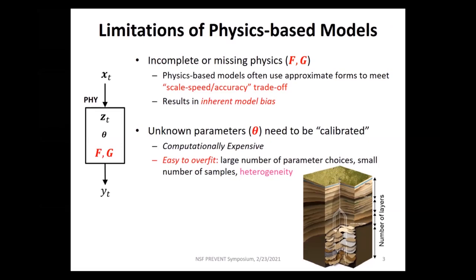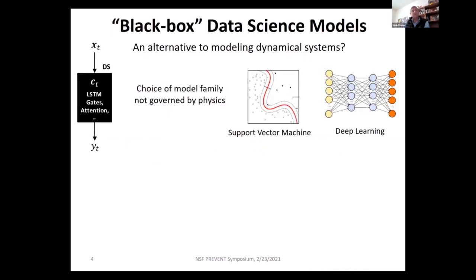So one alternative that people have tried to pursue in response to the limitations of the physics models, and because of the excitement that some of these black box data science models have created, especially in recent years, is to see whether they could be used as an alternative to modeling these dynamical systems. Because if you have data, perhaps if you have plenty of data, you could possibly use them directly to go from input to the output.